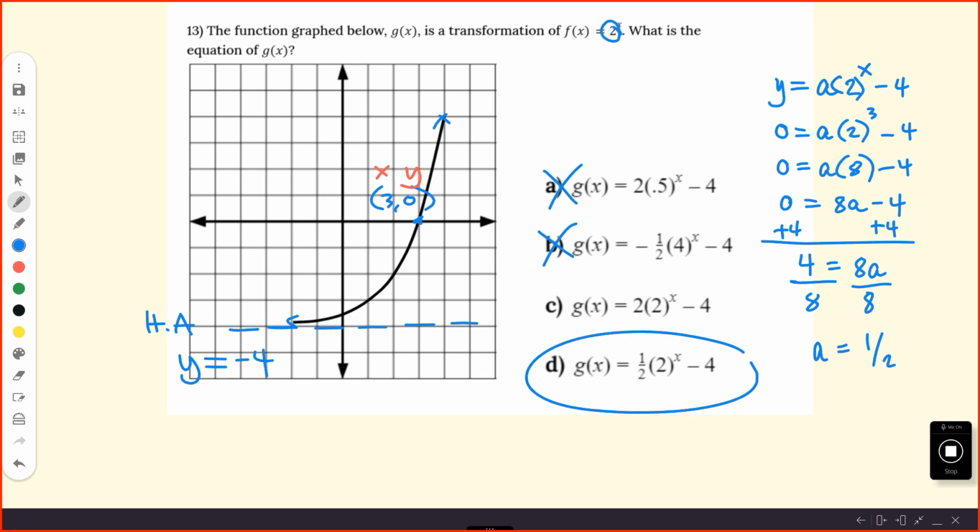Wait, so how on this one did you know that it was regular without solving it? Because this is the horizontal asymptote and the intercept is 1 unit away from that. Okay.